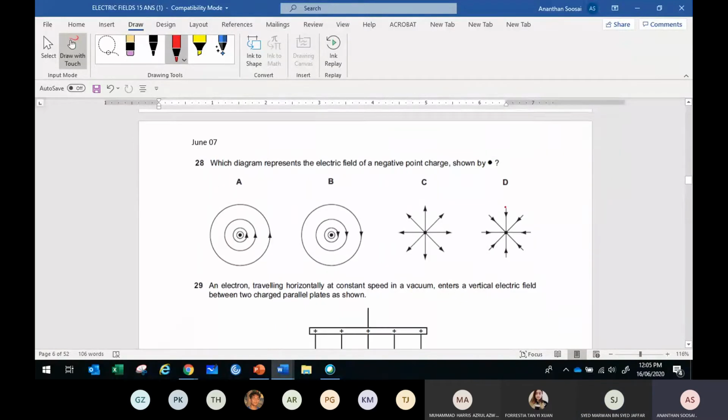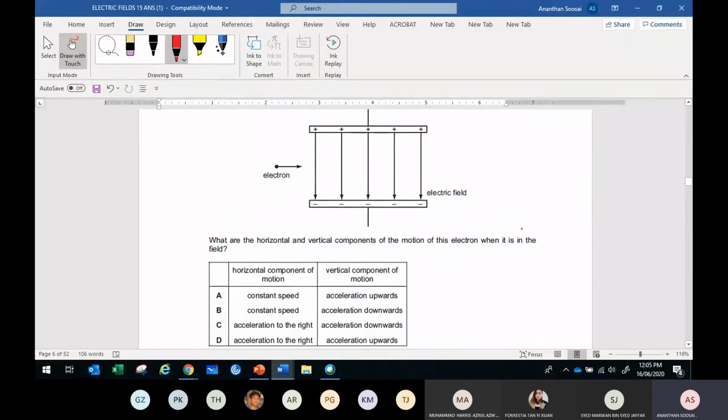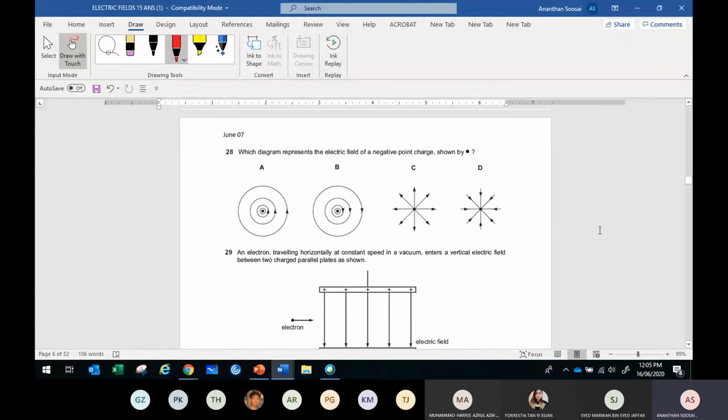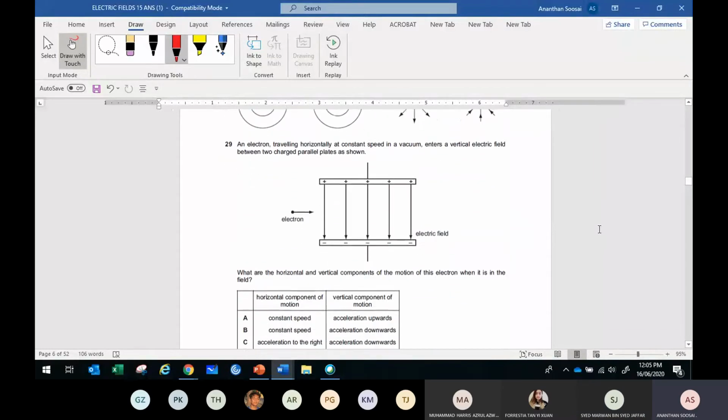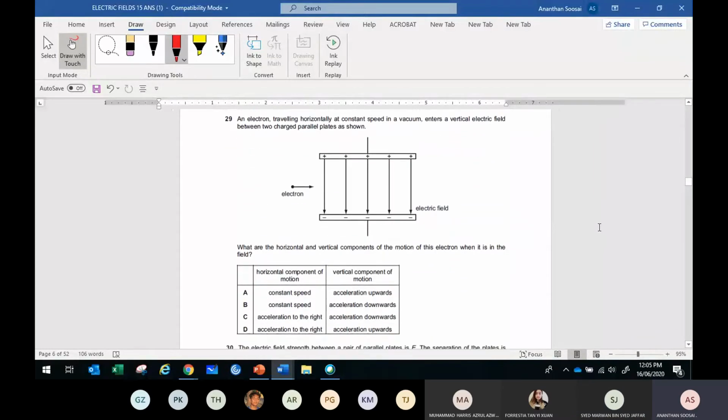Question 17. Page 17, sorry. Question 29. Page 17, question 29. Can we answer?